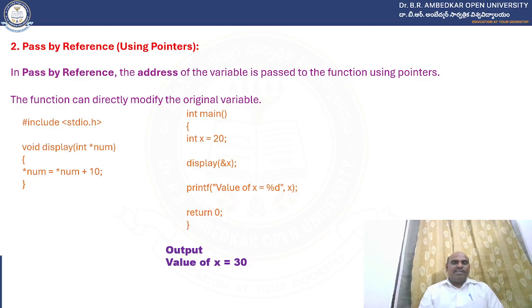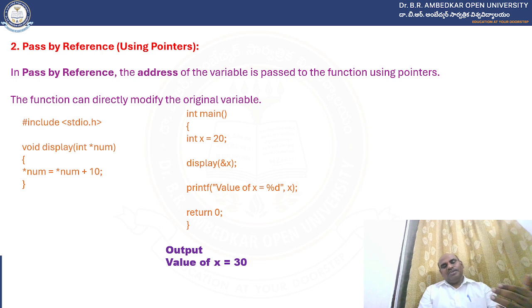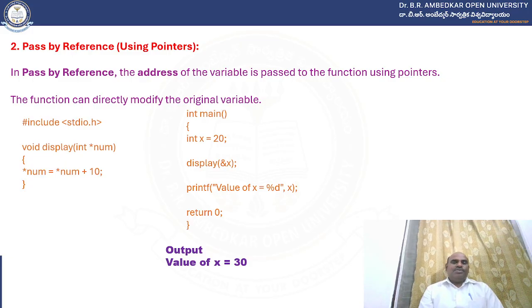Now come to the main function. In the main function, the variable value is x equal to 20, and we are displaying the address of the value. Then we are printing. Here the value star number equals number plus 10. Number plus 10 means the number is already passed to the subprogram, so the value can be changed. 20 plus 10 is 30. That's why this is called pass by reference.